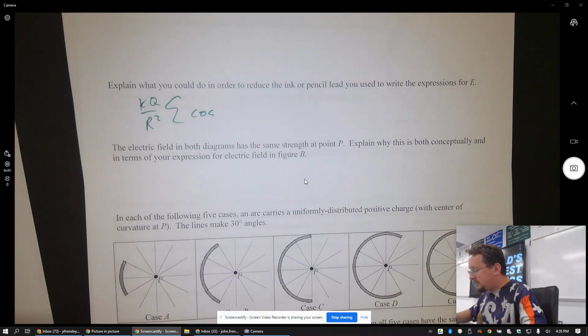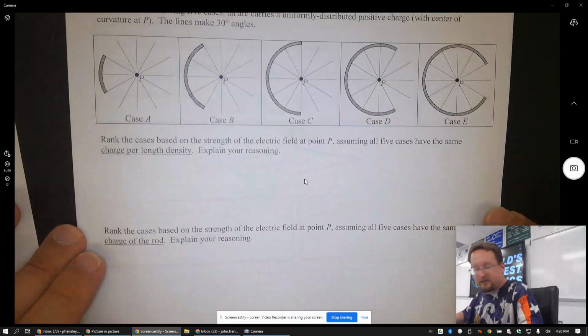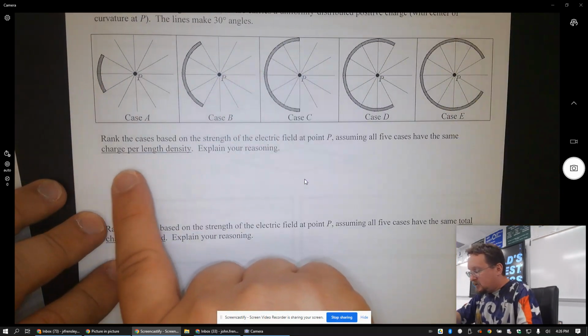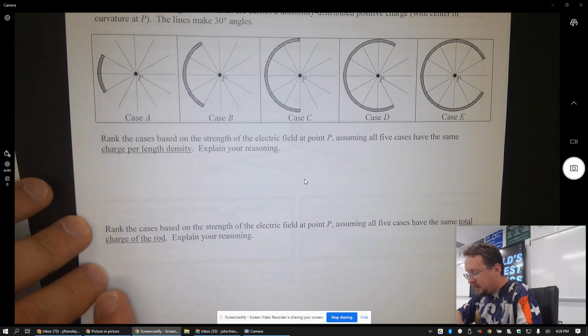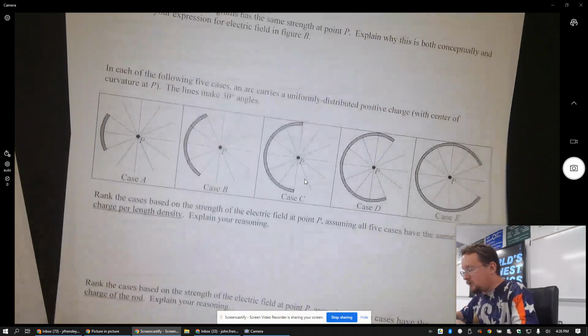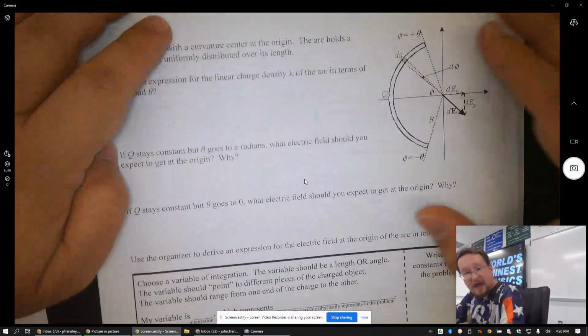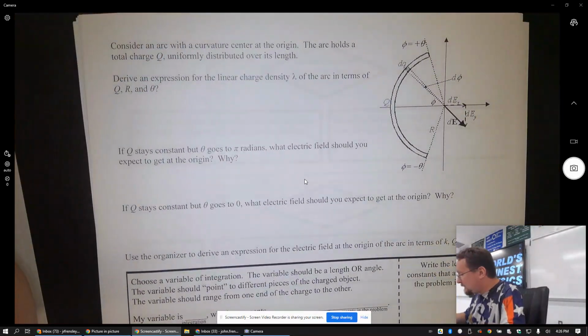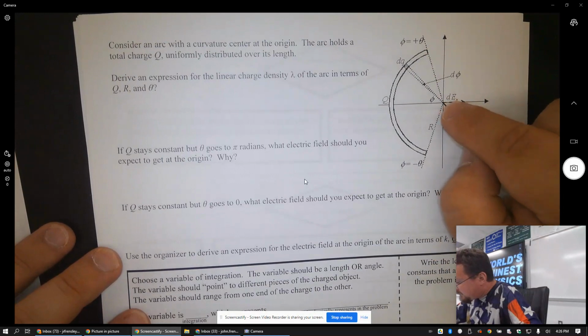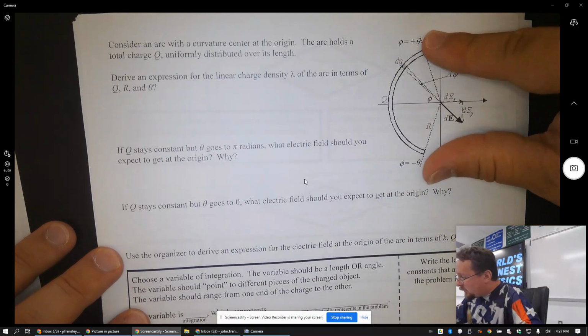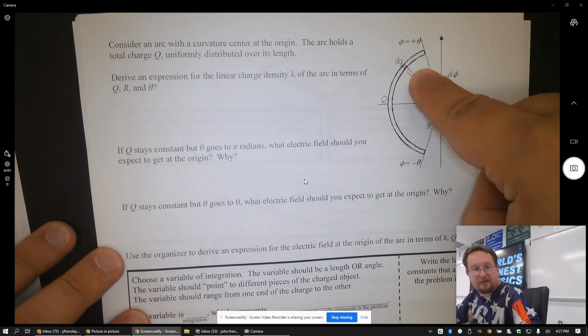And then I do this, inspired by a ranking task from Knight's book on E&M. Rank these if they have the same charge per length density, and then if they have the same total charge of the rod. And so now I've done all that conceptual stuff, and now it's time to actually integrate to get the electric field at this point at the origin due to this arc of charge, total charge Q, and it goes from negative theta to positive theta.